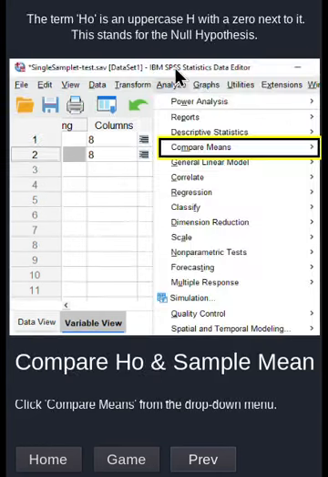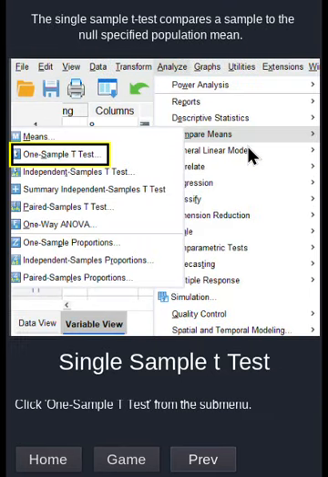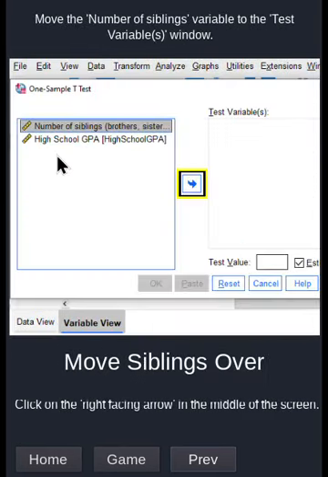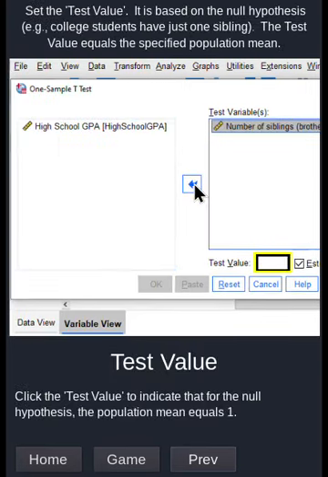So go to the Analyze drop-down menu, click on Compare Means, choose one sample t-test, and we'll move the number of siblings over to the test variables. And we're going to set our test value to 1 because the null hypothesis is that college students have one sibling, right? And this, by the way, is going to be a two-tail test, because if college students had a lot less on average than 1, or if they, on average, had a lot more than 1, we're going to reject the null hypothesis. So it's a two-tail hypothesis test.